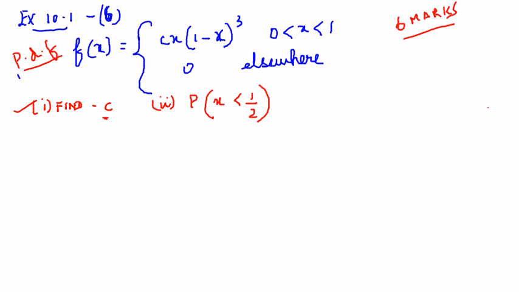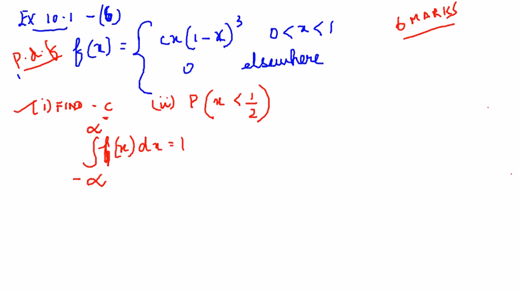Find C. So you know that if f of x is a probability density function, then between the limits minus infinity to infinity, f of x dx will be equal to 1, right? This is what we know. This is the rule, right?